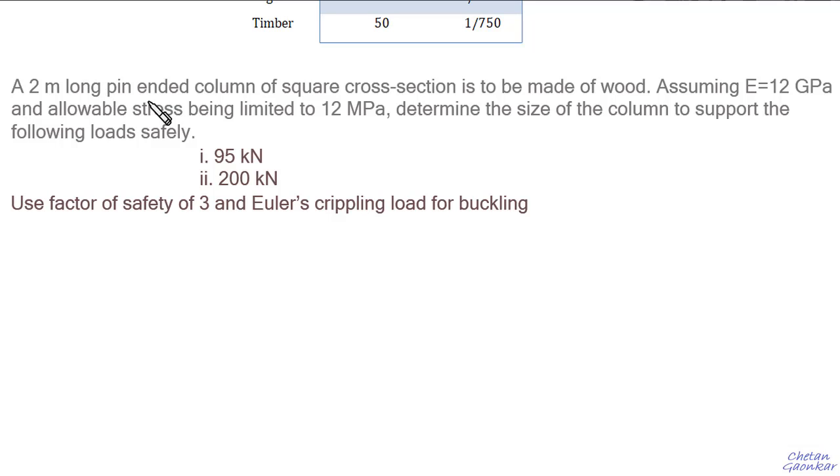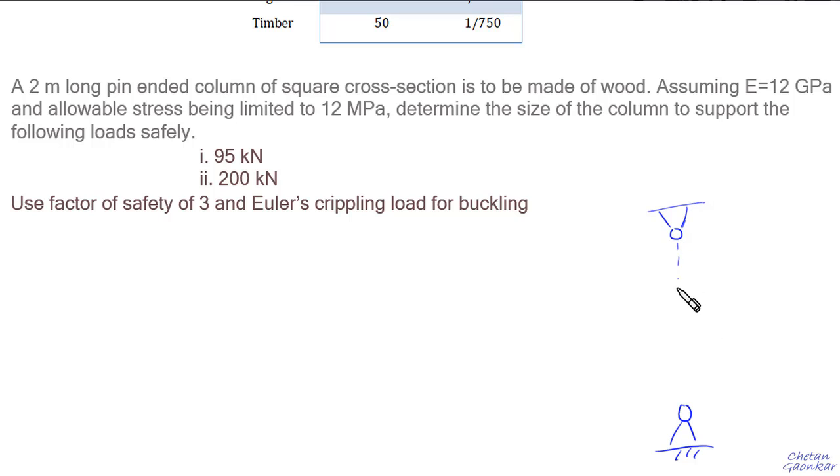We have a 2-meter long pin-ended column of square cross-section. Okay, so we have here a 2-meter long pin-ended column. So both the ends are hinged. If this is the one end and if this is the second end, both the ends are hinged.